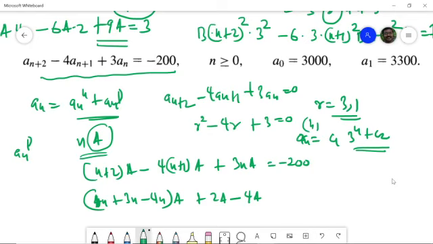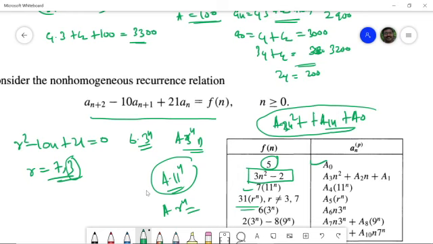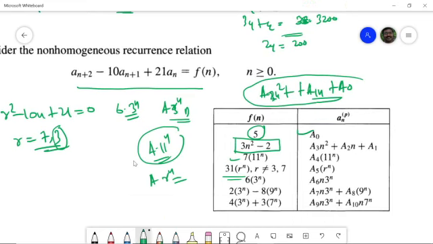Similarly, if it is 2 into 3 raised to n minus 8 into 9 raised to n, you have to be careful here. The particular solution will be of the form a n into 3 raised to n plus some constant b into 9 raised to n. So these are the different forms for non-homogeneous recurrence relations. Only these types will be there.